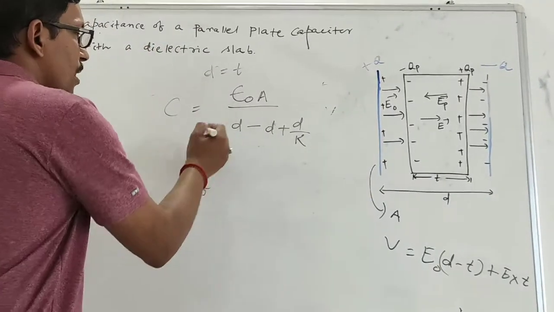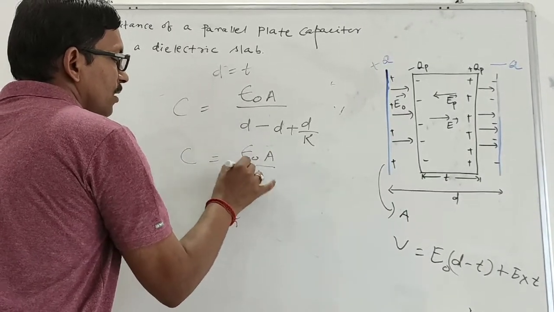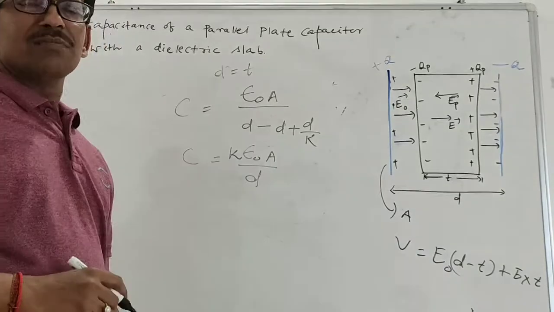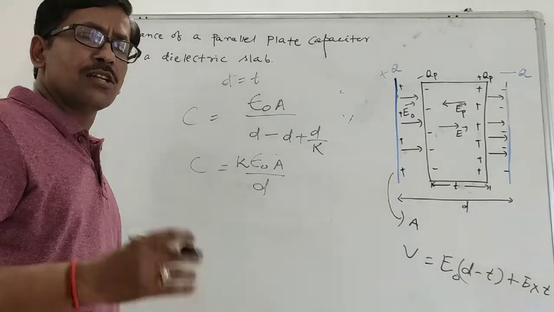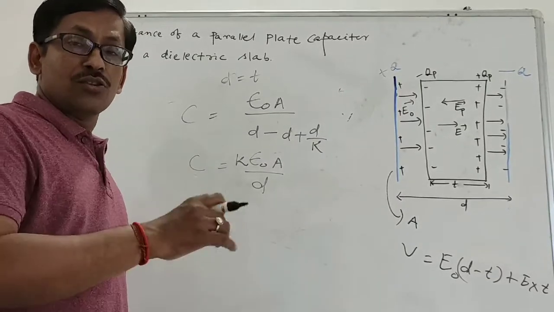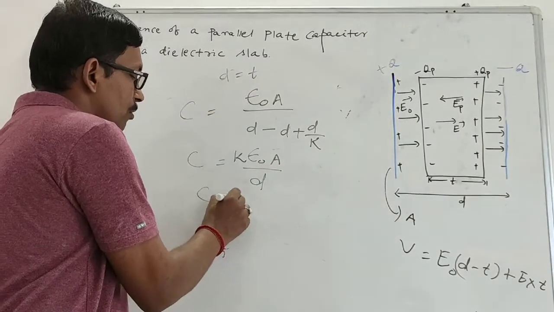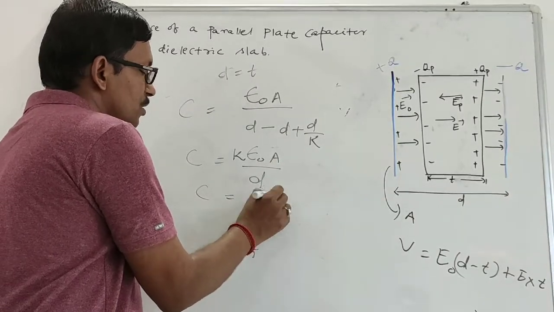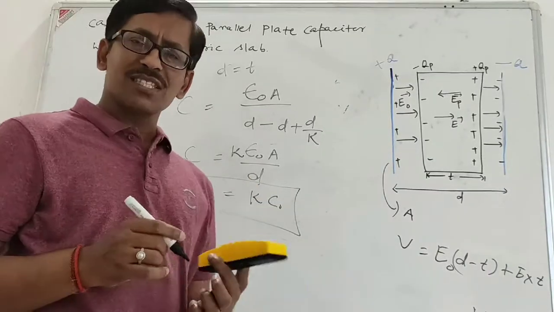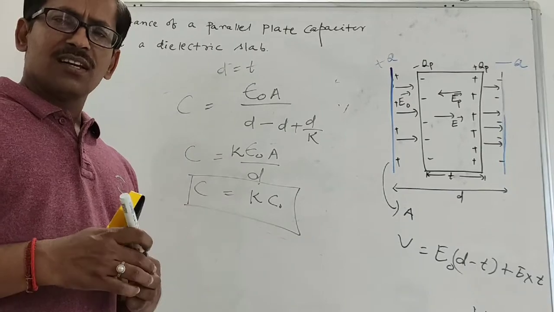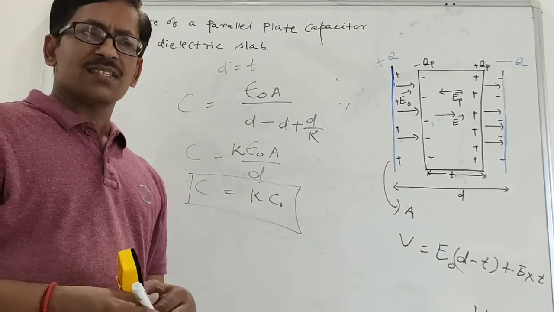You will get C is equal to epsilon naught A by D into K here. K times epsilon naught A by D. What is epsilon naught A by D? This is the capacitance of a parallel plate capacitor when the dielectric slab is not introduced. Before introducing the dielectric we have taken C0, so C is equal to K times C0. Once again it is clear that the capacitance of the parallel plate capacitor increases K times when a dielectric slab of dielectric constant K is introduced in between the two plates.